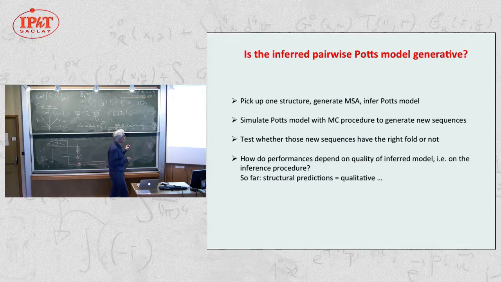So what you can do is the following. Again, pick one structure, generate some data, infer the corresponding Potts model. Now simulate the Potts model and generate new sequences. And you can test whether they actually fold into the same structure as the native one, or they don't fold, or they fold into something else. Okay?